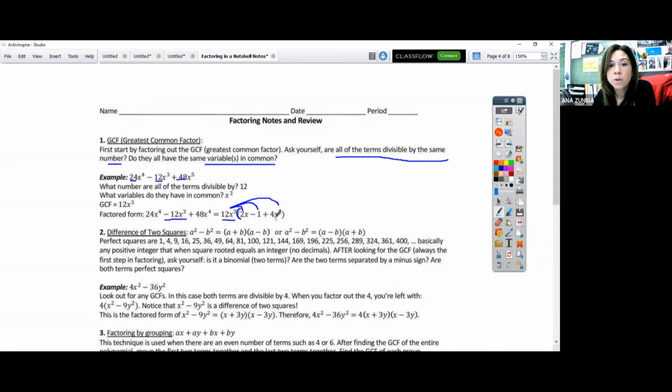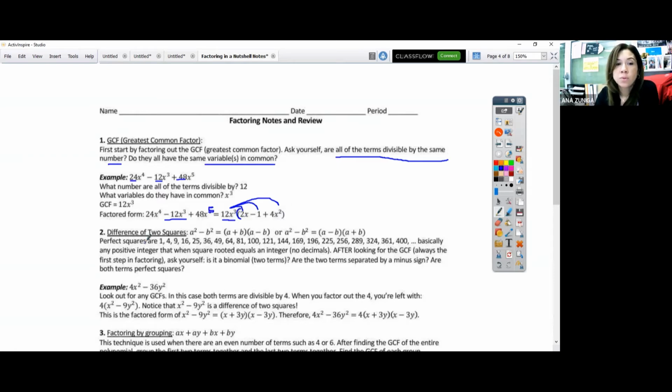Then 12 goes into 48 4 times. I had x to the fourth. I took out x cubed. So I have x left. Sorry, I just realized this is supposed to be 48x to the fifth to match. So it was 48x to the fifth. You took 3 out. You have 2 left.